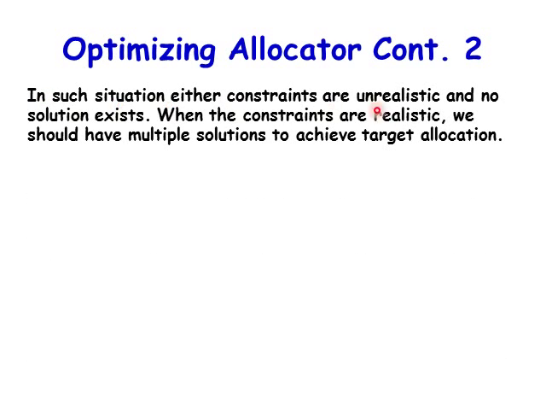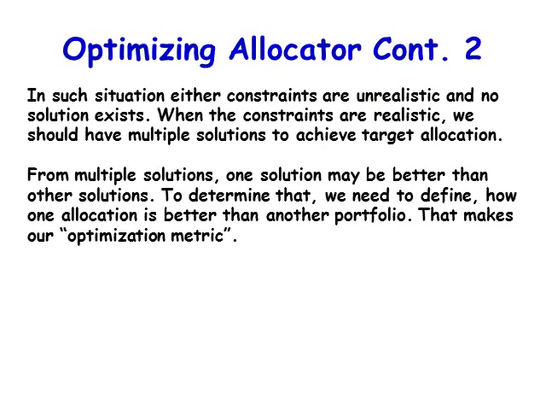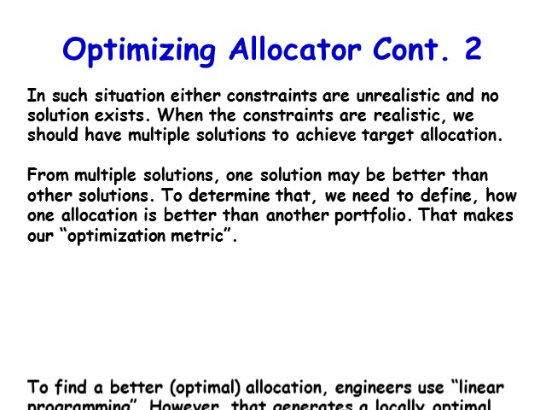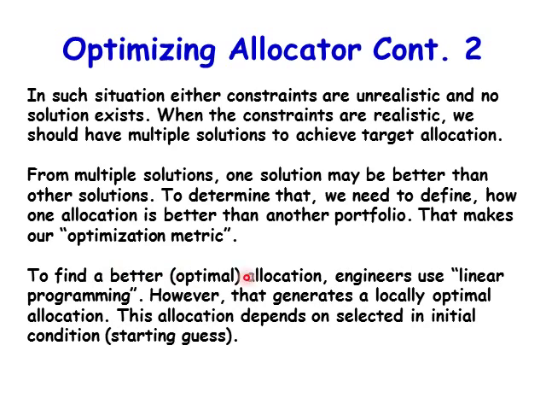From multiple solutions, one solution may be better than the others. To determine that, we need to define how one allocation is better than another allocation. That makes our optimization metric. So one allocation portfolio is better than another portfolio. Let's continue. To find a better optimal allocation, the engineer uses linear programming.